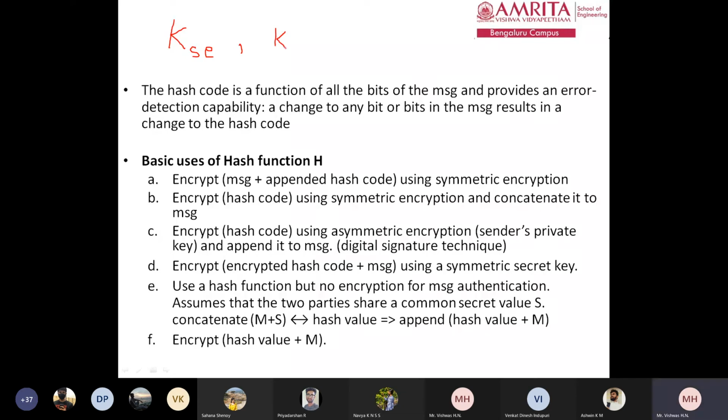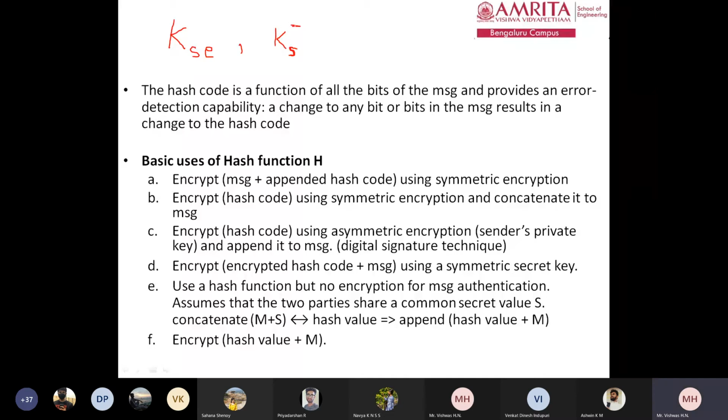S minus, if I write here, this is a term used for sender's private key. Sender's private key. Is that clear? Sender can be A, B, whoever it is. Key sender private means it is minus. Is that clear, students?